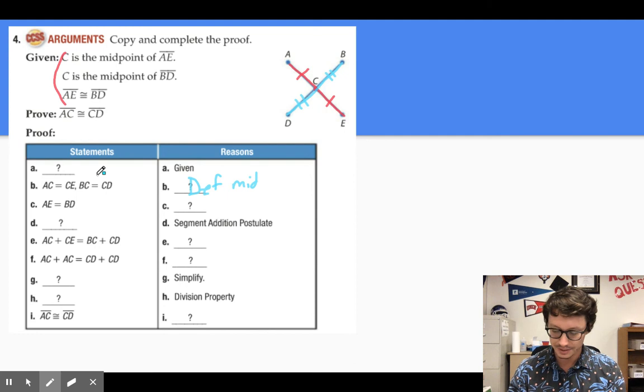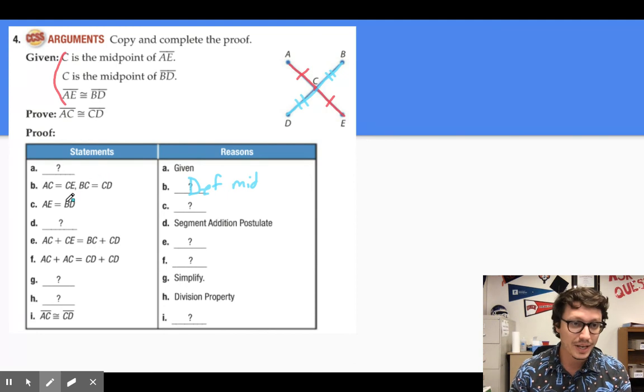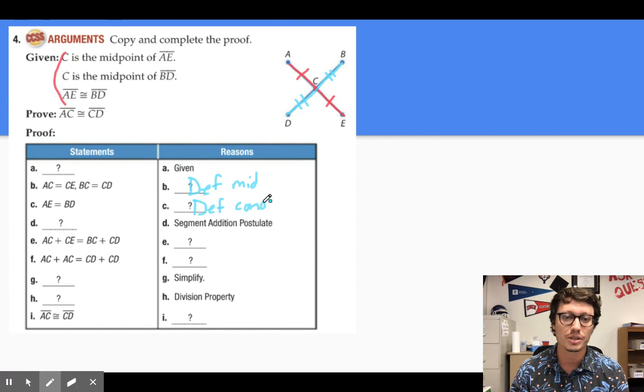Okay, next. Now we're saying that AE is congruent to BD. Notice that's what we should have had here in our given statement: AE is congruent to BD. Now it's just changing from a congruent sign to an equal sign. Whenever we change from an equal sign to a congruent sign, we're just going to say that this is true because of the definition of congruence.